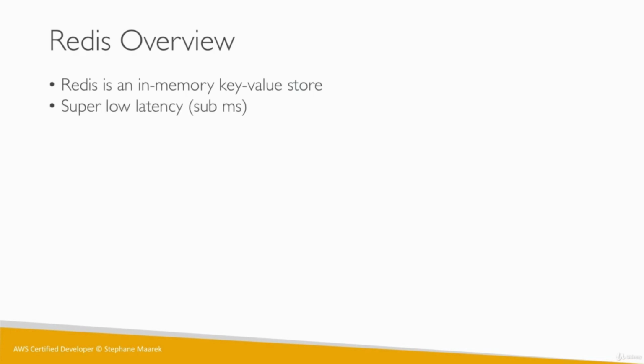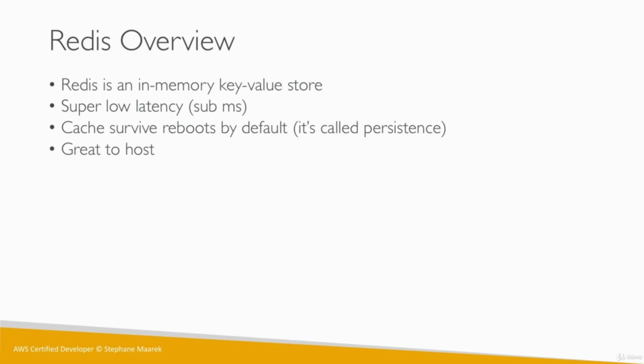So as I said, ElastiCache can be basically two technologies. It can be Redis or Memcached. And Redis is definitely going to be the most popular. It is an in-memory key-value store, and it is super low latency. So we're talking sub-millisecond, less than a millisecond latency. The cache can survive reboots by default. It's called persistence. So not only is it a cache, but if the cache reboots, you don't lose your data, and that's pretty amazing. It's great to host user sessions, as we've seen before.